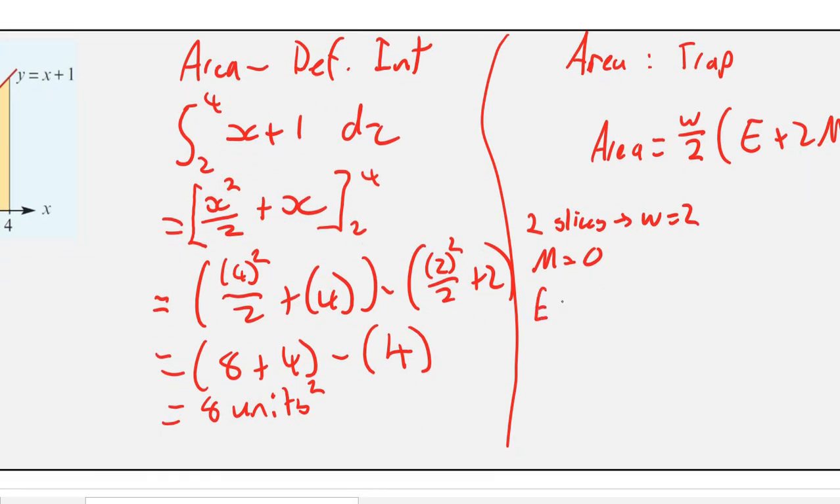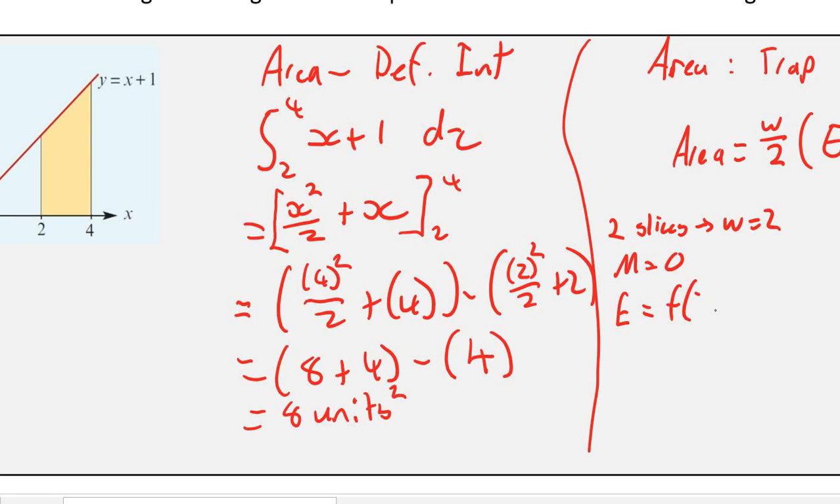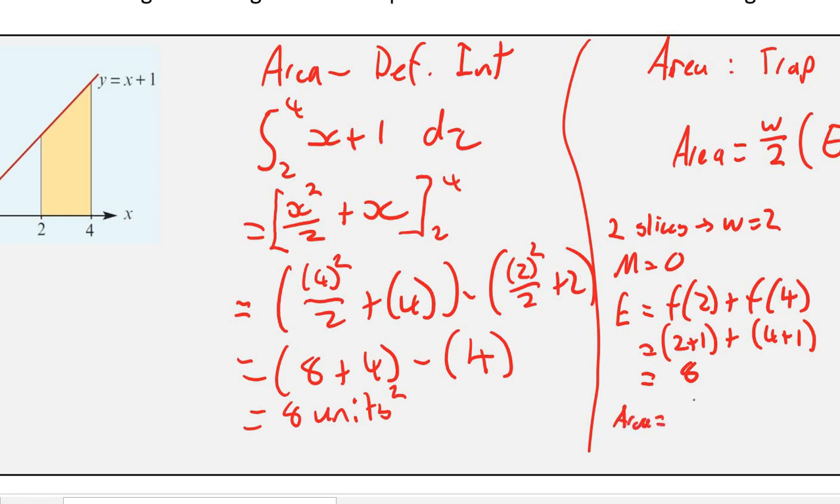And then E is just going to be the function evaluated at the beginning, 2, plus the function evaluated at the end, 4. So that'll be x plus 1, so 2 plus 1, plus 4 plus 1. 2 plus 1 is 3, 4 plus 1 is 5, equals 8. So area equals 2 on 2, bracket 8 plus 0, which ends up being 8 units squared. What a coincidence.